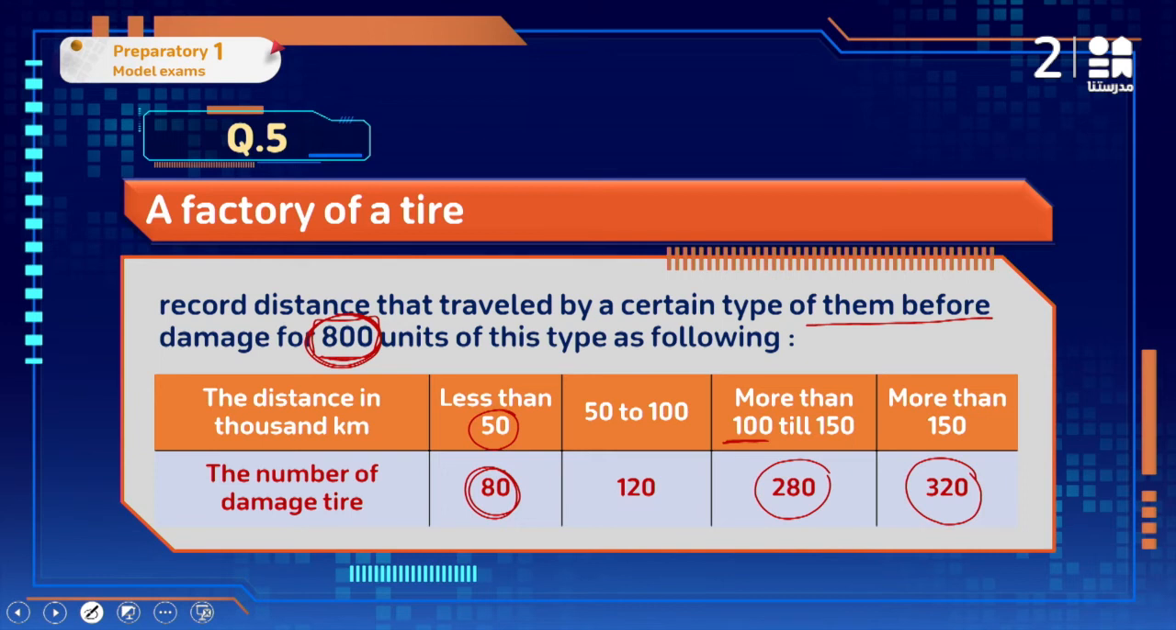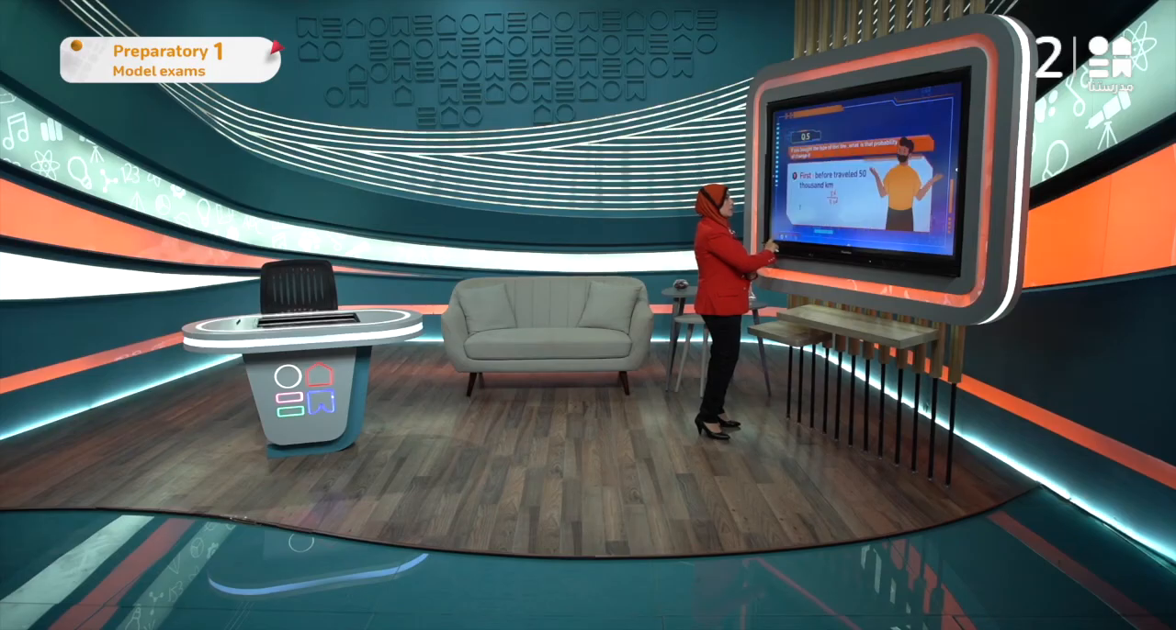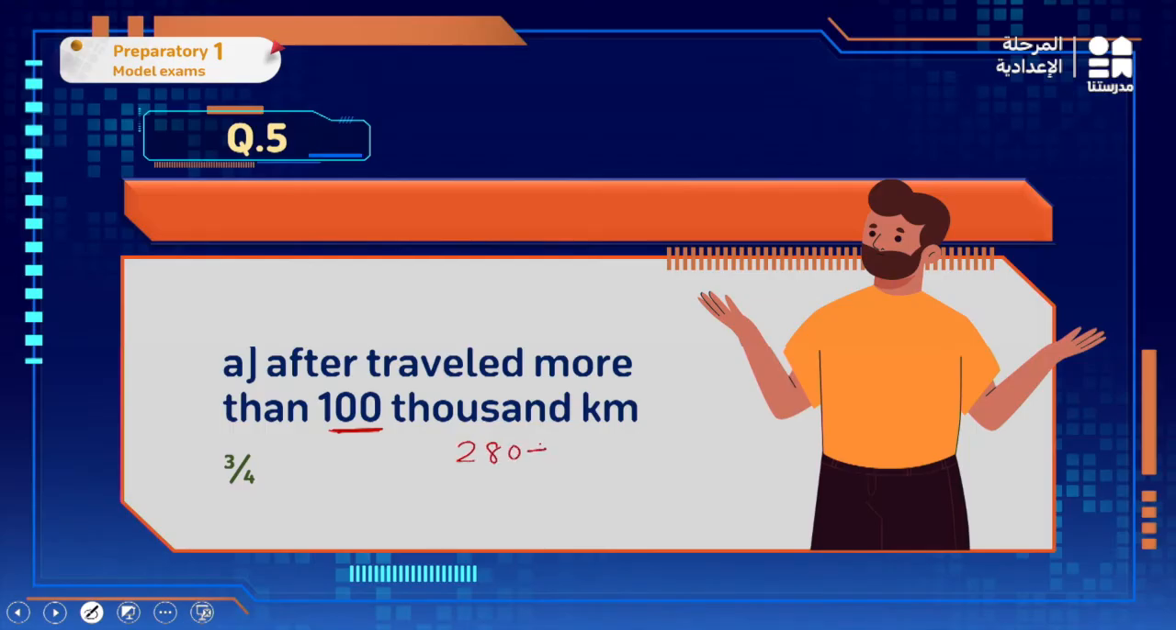280 plus 320 equals 600. And the probability equals 600 over 800, where the total is 800. Cancel the 2 zeros, so divide by 2 up and down, it will be 3 over 4. So the correct answer is 3 over 4.